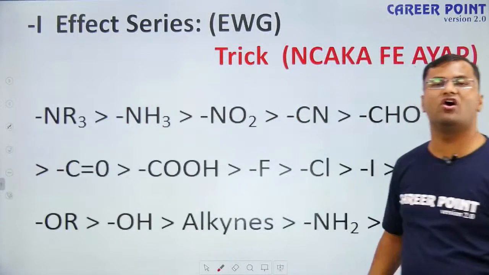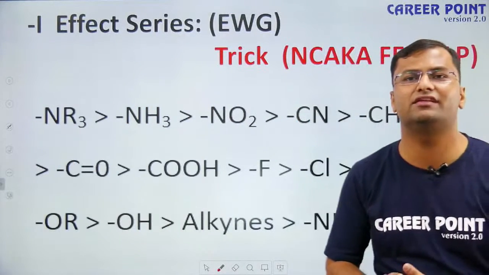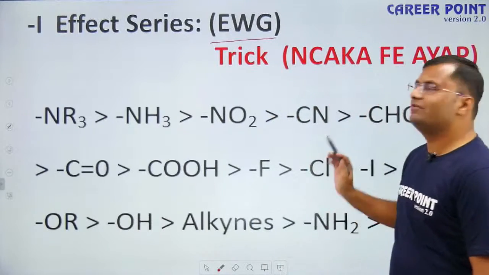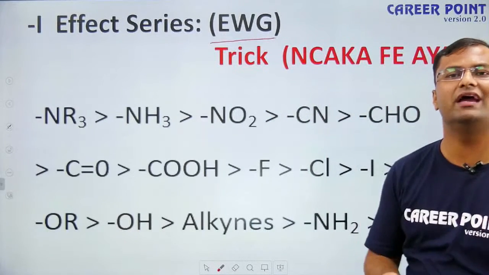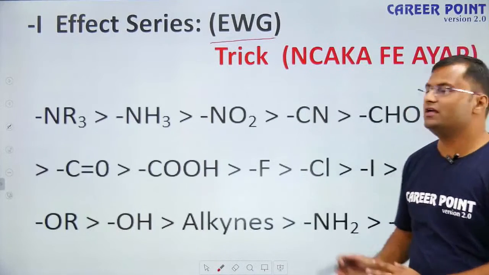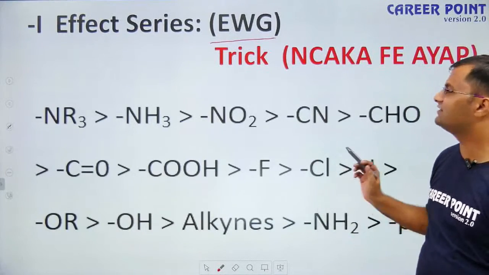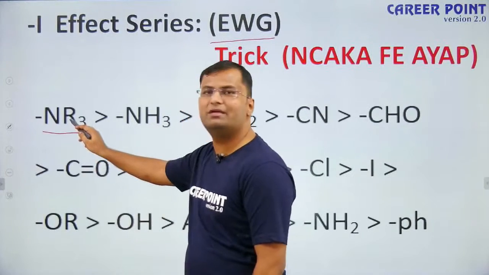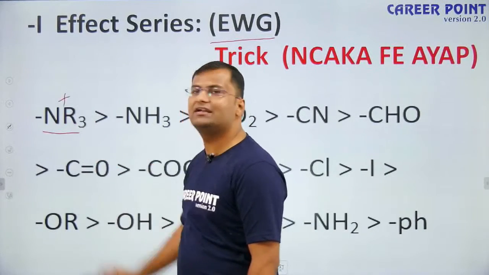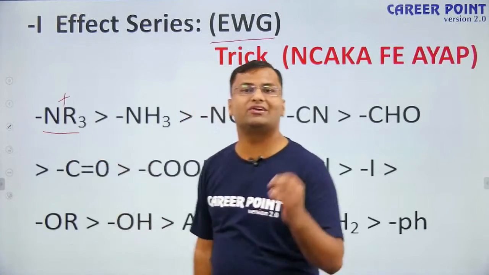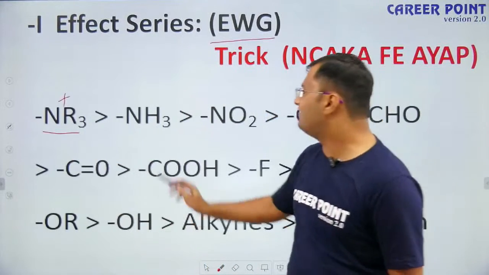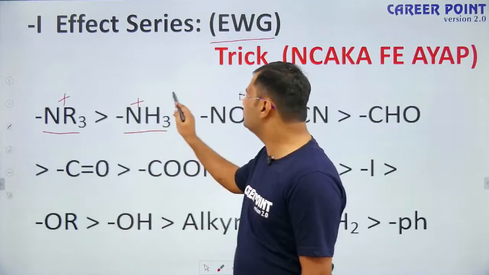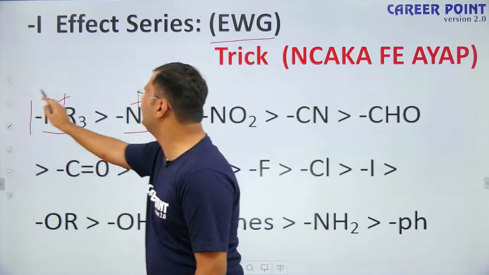Minus I effect series. We already discussed the minus I effect series, in which we studied the electron withdrawing groups, and for the plus I series we discussed the electron donating groups. Clear? So these are the atoms which we have already studied. We will discuss first NR3 plus, where R means alkyl group. NR3 plus has more electron withdrawing capacity. After that we will go for NH3 plus. These two items you have to remember separately.